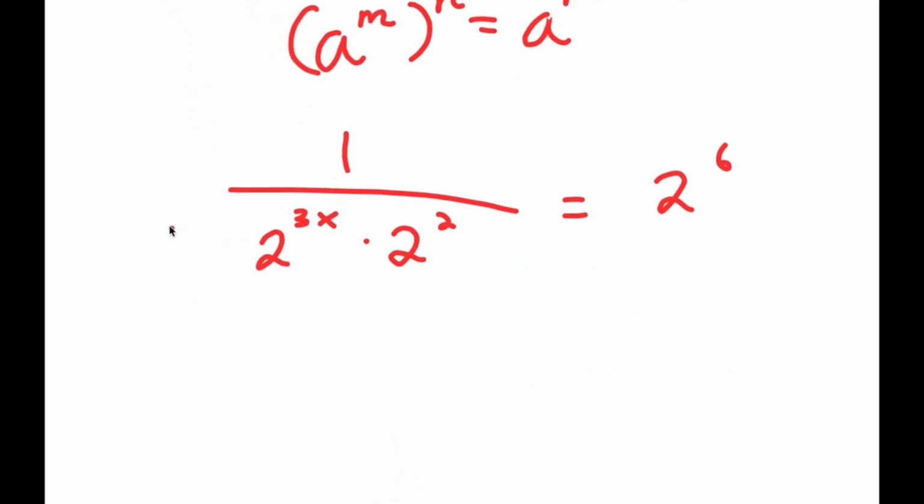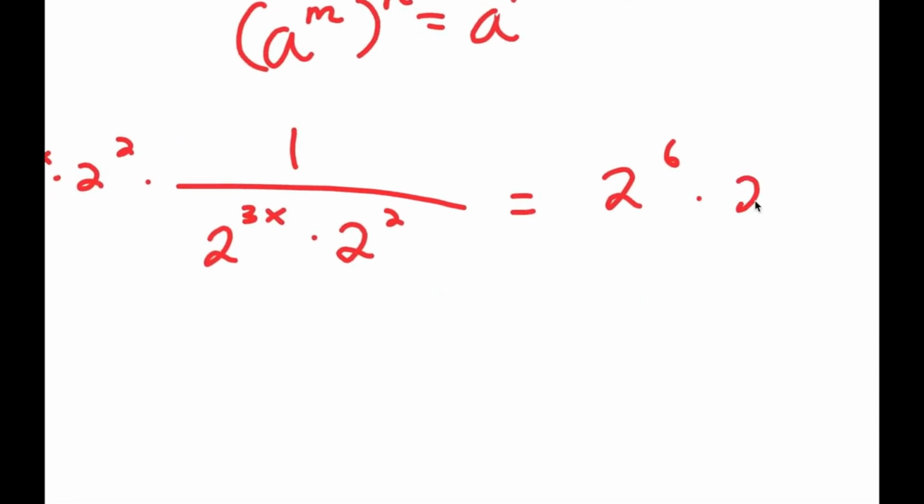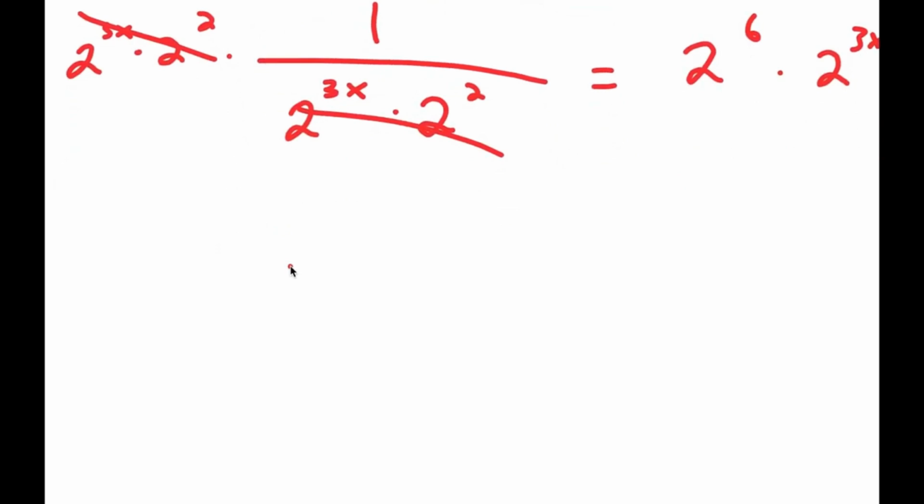Now I can multiply both sides by 2 to the power of 3x times 2 squared. And these 4 terms cancel out, and I'm left with 2 to the power of 6 times 2 to the power of 3x times 2 squared is equal to 1.